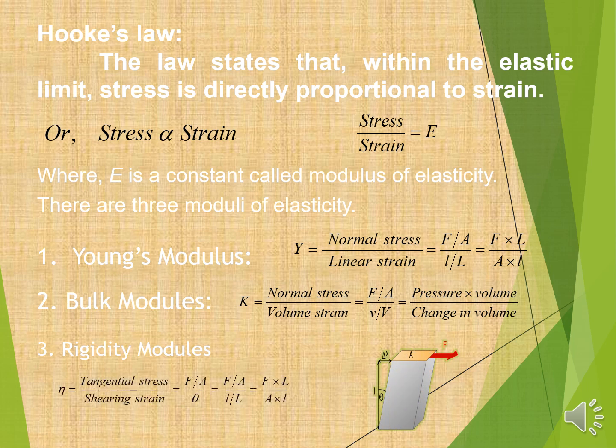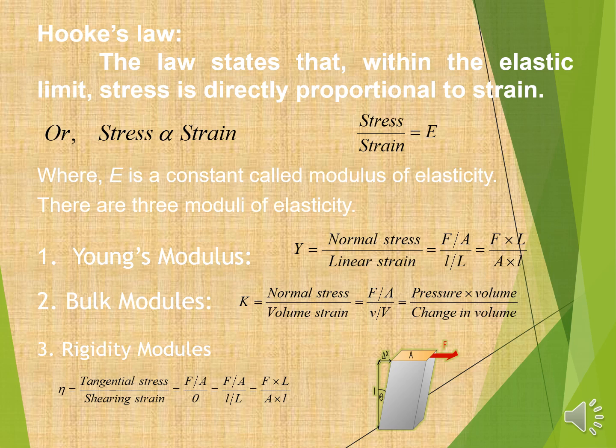Now let us see the famous Hooke's law, which can be stated as: within the elastic limit of the material of the body, the stress is directly proportional to strain, or stress by strain is a constant called the modulus of elasticity. There are three kinds of elasticity. They are Young's modulus, denoted by the letter Y, which is equal to normal stress by linear strain, that is F by A divided by strain, small l by capital L, that is change in length to original length, and we have F into capital L divided by A into l.